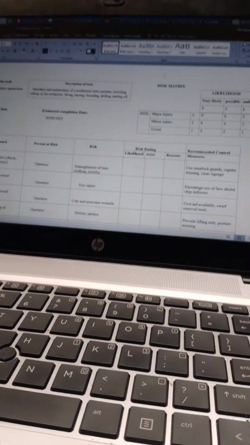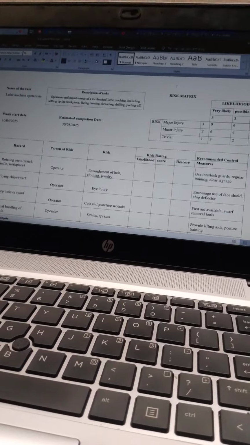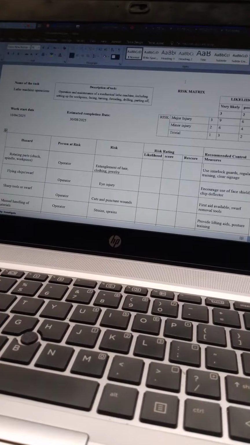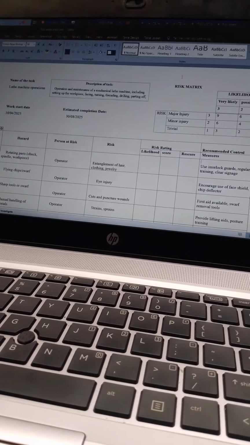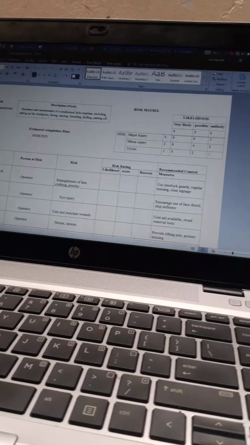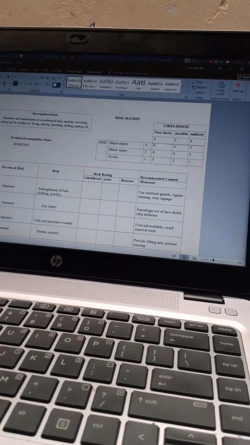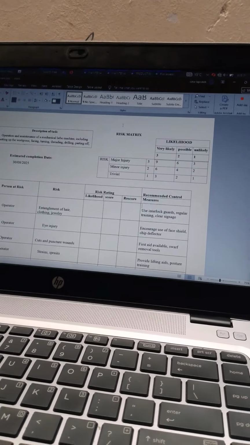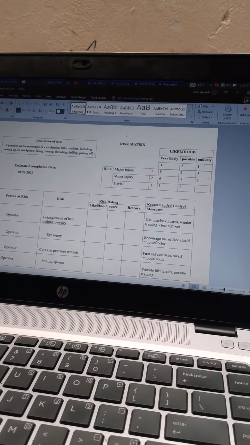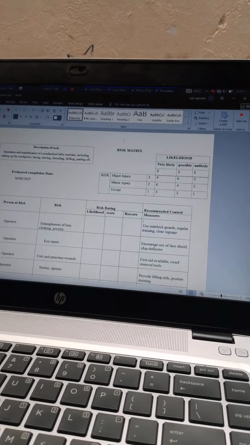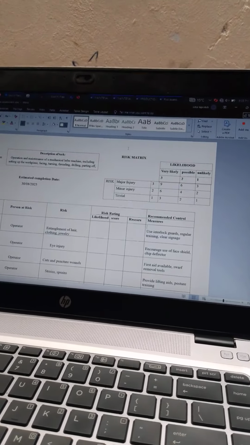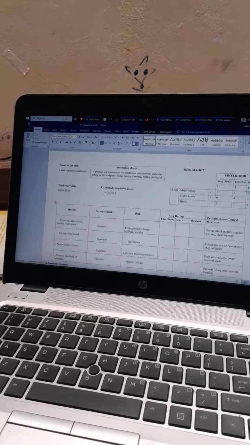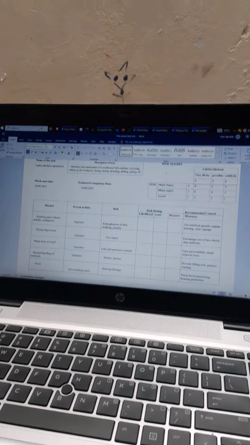When it comes to the sharp tools or the swarf, the person who is injured here is the operator. The risk itself is cuts and puncture wounds. So we assess the likelihood of it happening. If it is very likely, we give it 3 points. If it is possible, we give it 2. If it is unlikely, we give it 1 point. The recommendation or the measures to undertake here are first aid availability and swarf removal tools. The other one is about the noise.